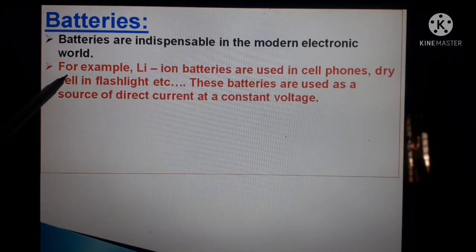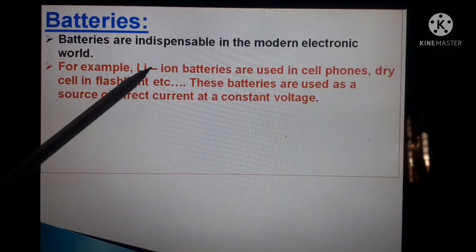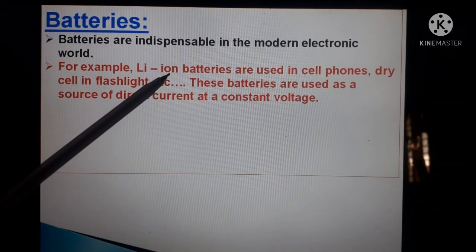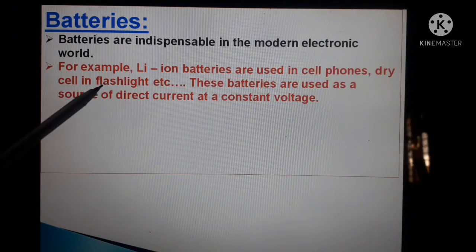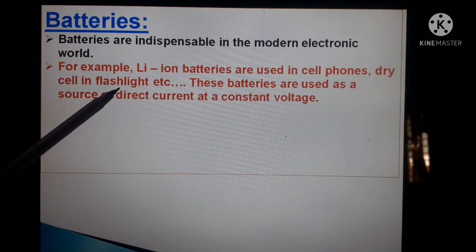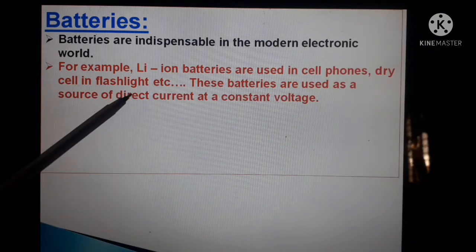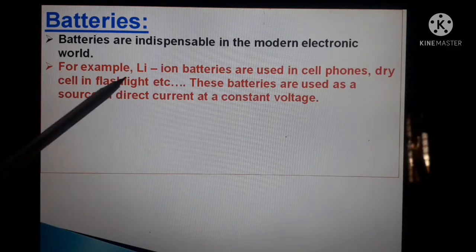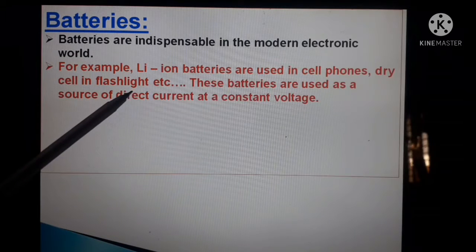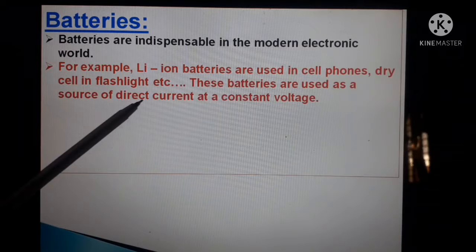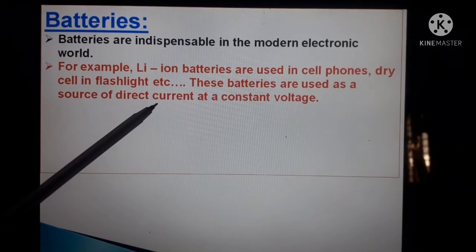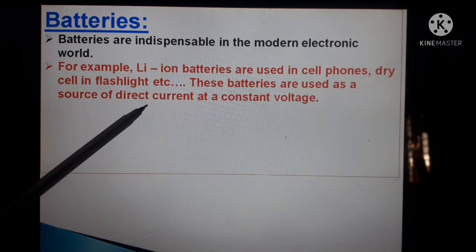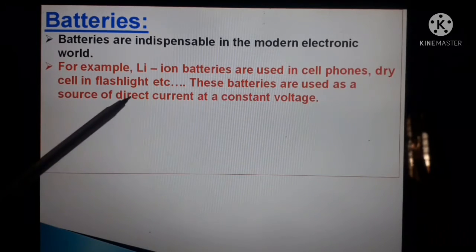Now, for example, lithium-ion batteries. Lithium-ion batteries mean inside the mobile we have the lithium-ion batteries. And then dry cell. Dry cell is a flashlight cell. Dry cells we have used in torch lights and wall clocks and torches. They are the dry batteries. These batteries are used as the source of direct current at a constant voltage. They give a constant voltage for a long time. Okay.